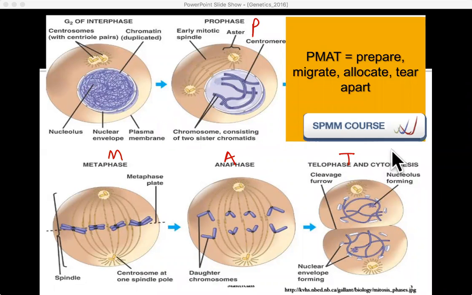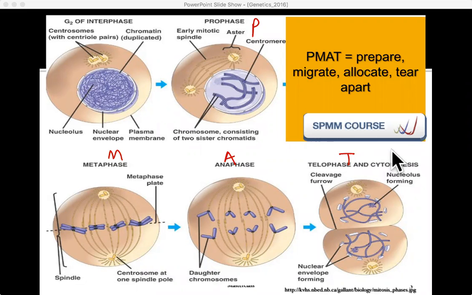Okay, let's talk about cell division now. What I have here is several phases of mitotic cell division. Mitosis is normal somatic body cell division. And we have to continue from where we left in the cell cycle.